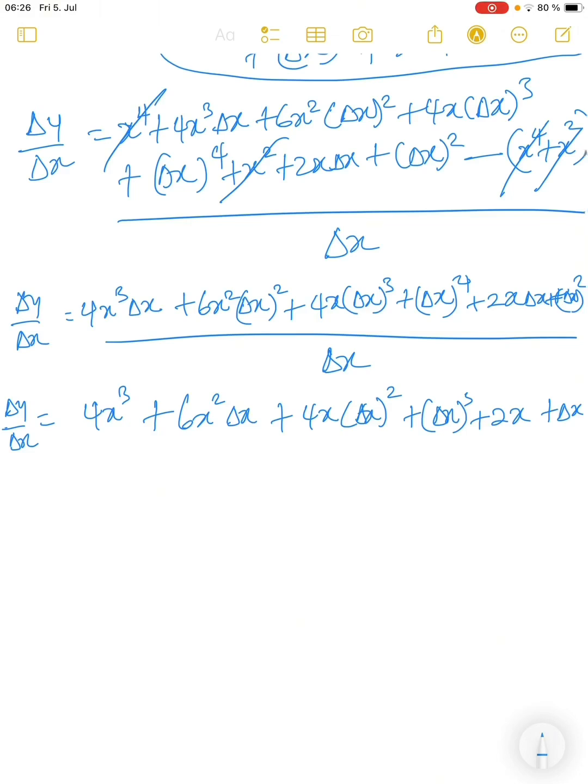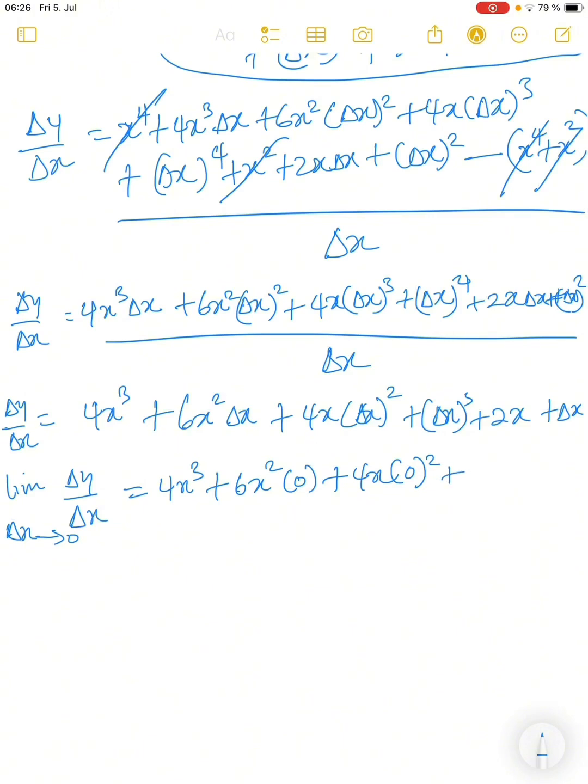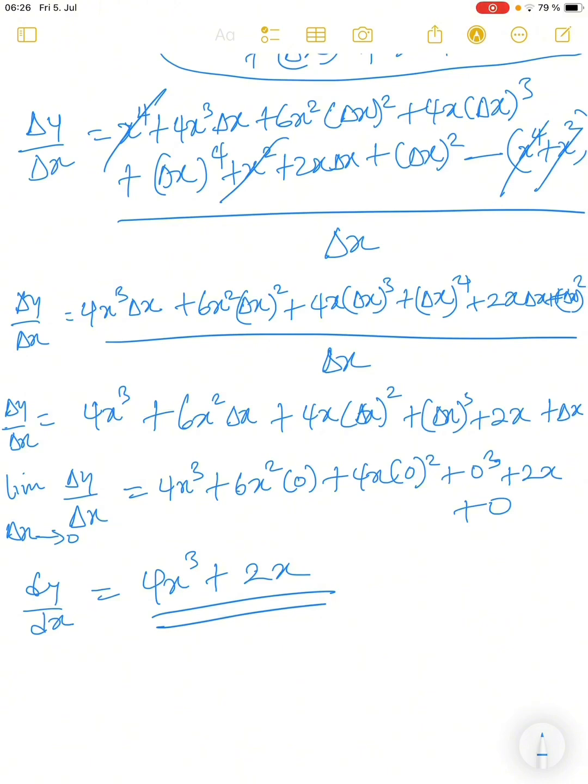So our derivative now at a point where delta x is 0, which is the instantaneous gradient or the instantaneous slope, will be when we take the limit of this as delta x tends to 0. That gives us 4x power 3 plus 6x squared times 0 plus 4x times 0 squared plus 0 power 3 plus 2x plus 0. So our dy dx at a point is now 4x power 3 plus 2x.